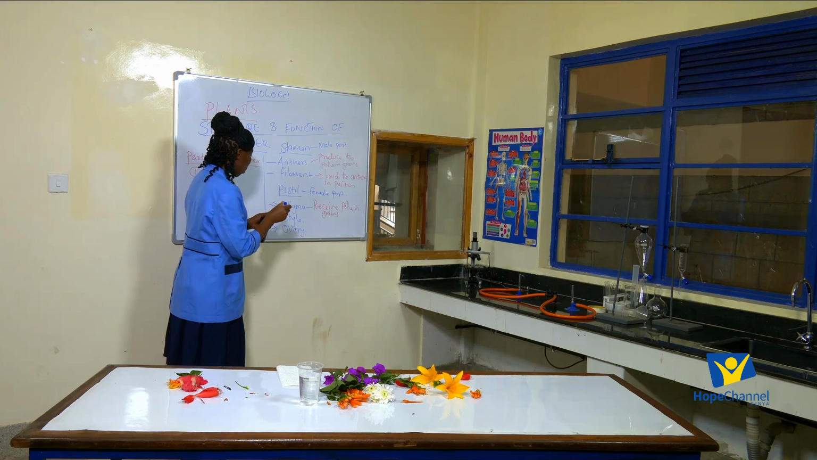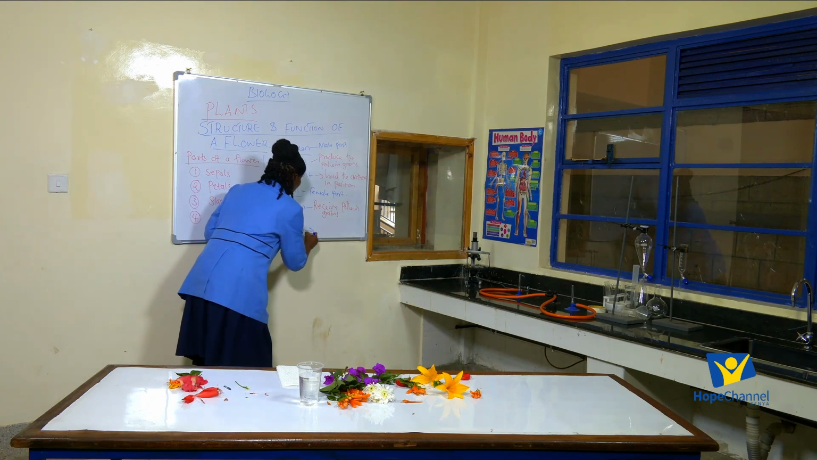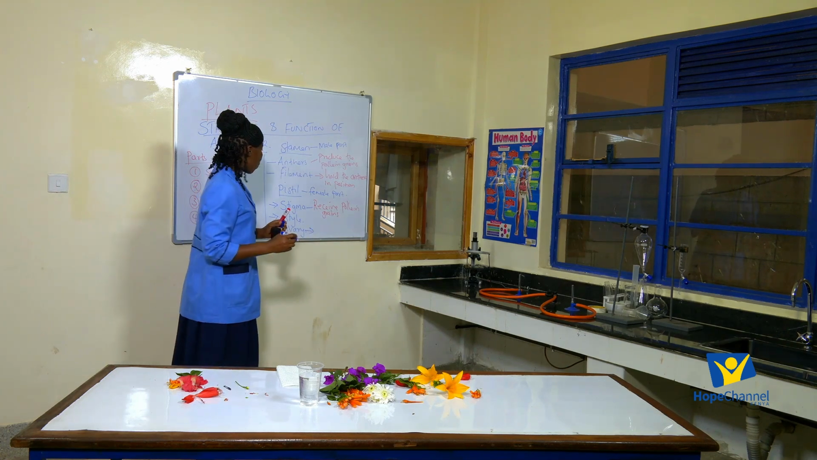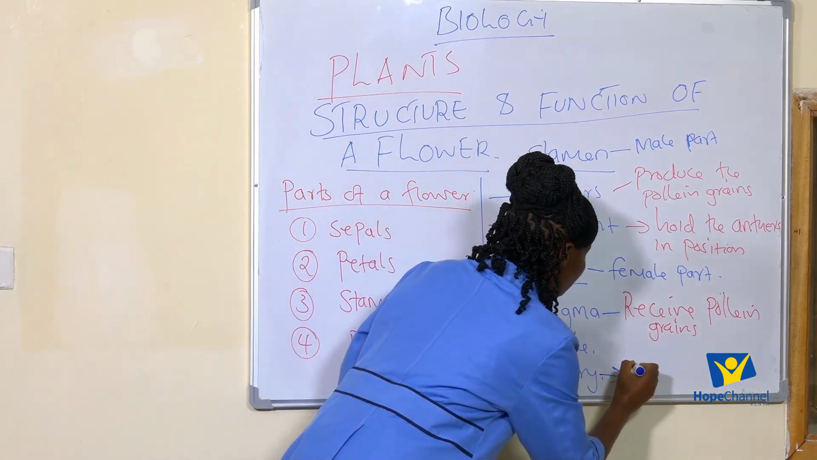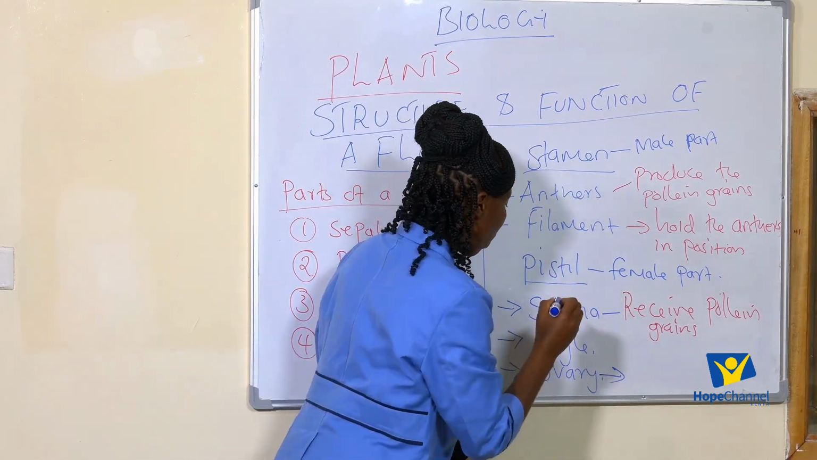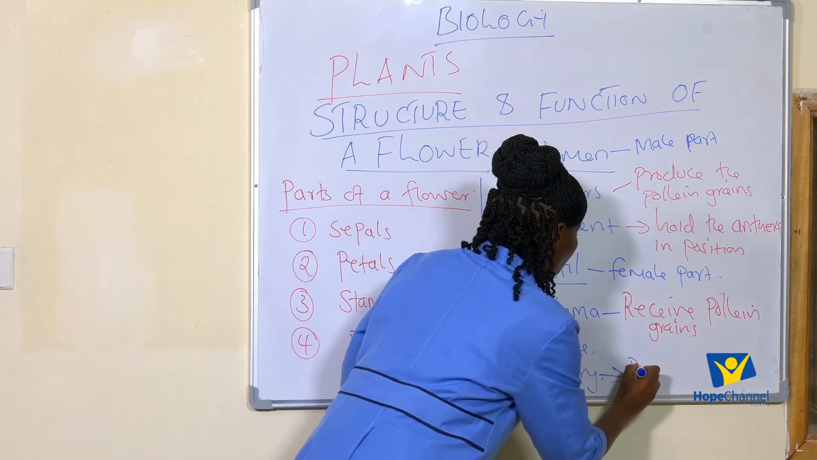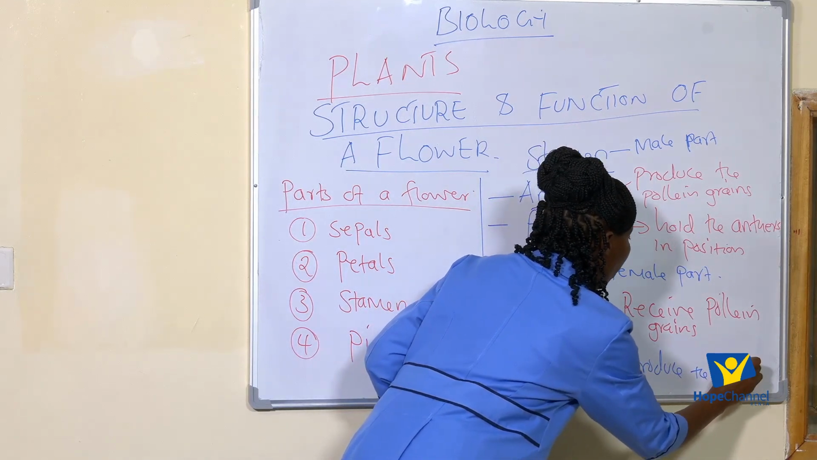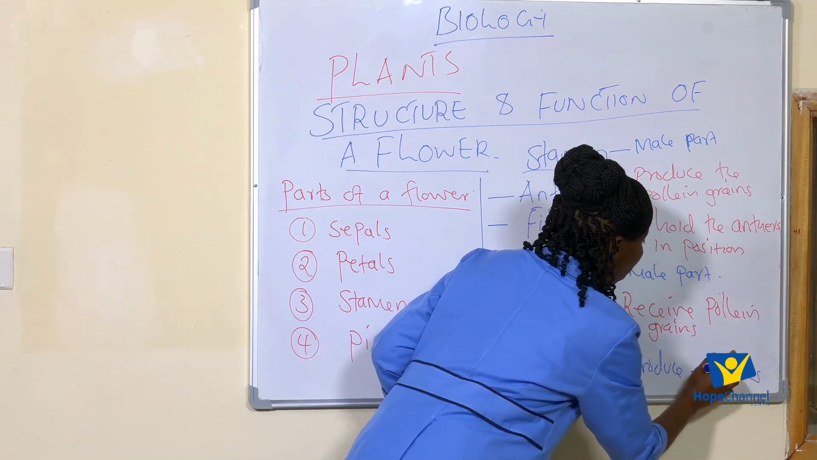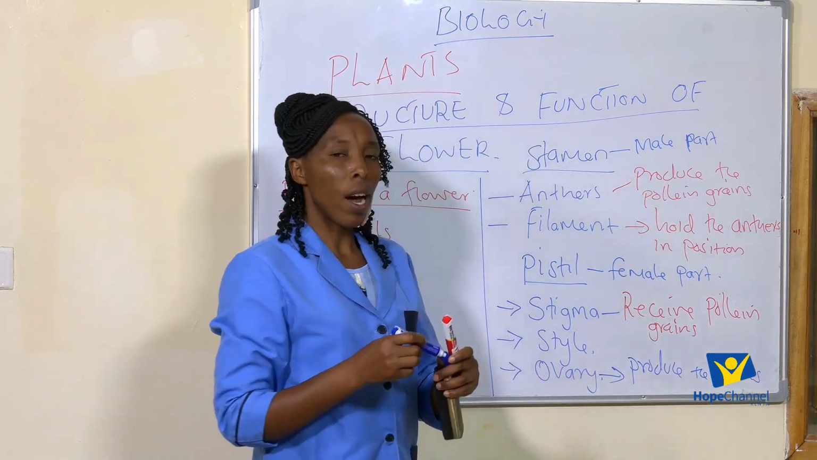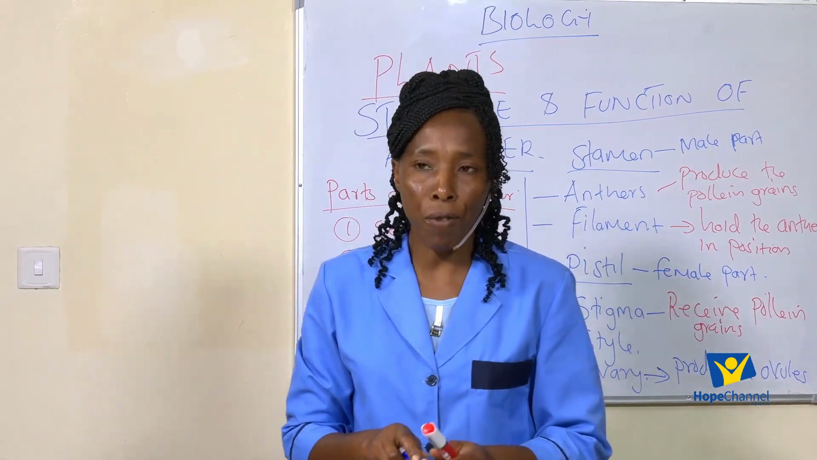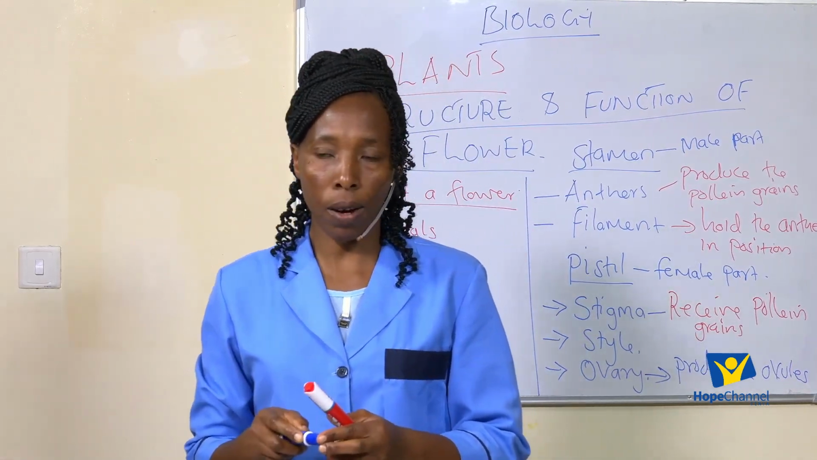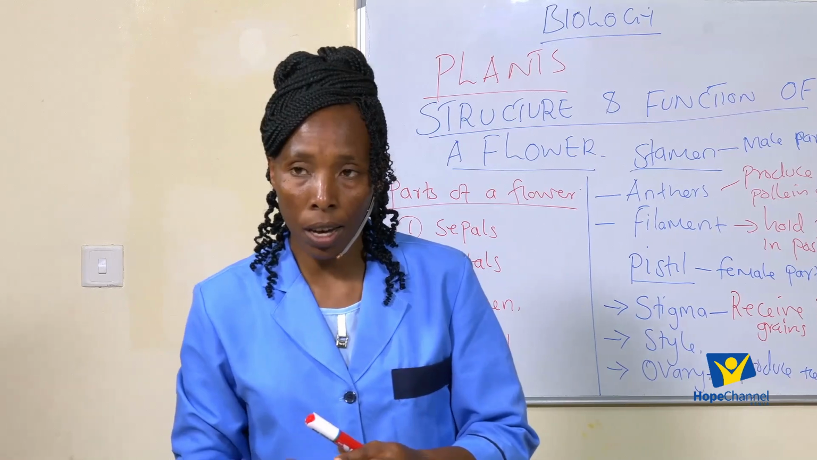Then now we go to the ovary. When we talk about the ovary, this is where we have the ovules. So it produces the ovules. Okay. Now, when we talk about ovules, I've said these are the female gametes in flowers. These are the female gametes in flowers.